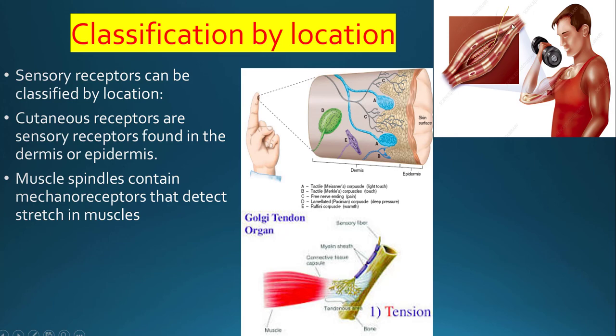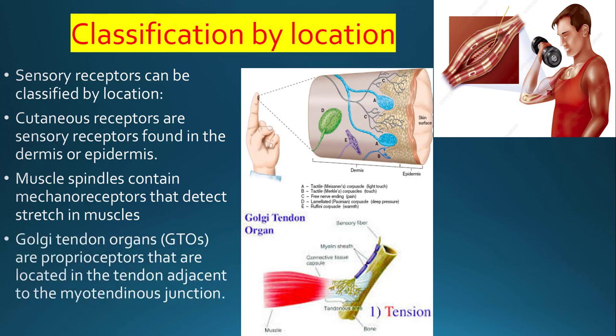Muscle spindle contains mechanoreceptors. They detect stretch in the muscle. This is a muscle spindle which is found in the muscle belly and detects any stretch or change in the length or tension in the muscle belly.